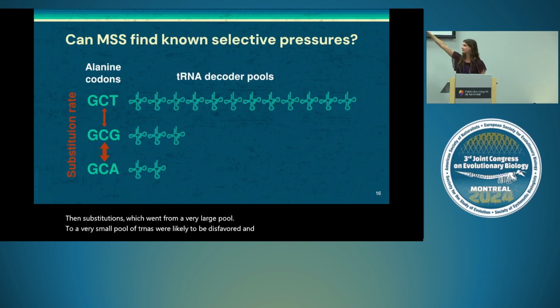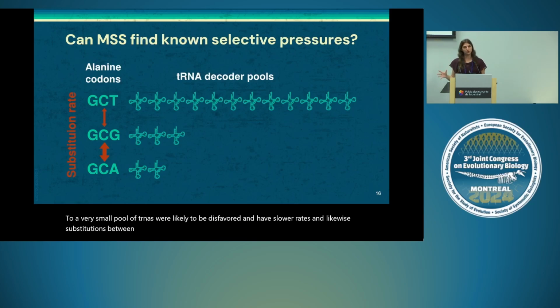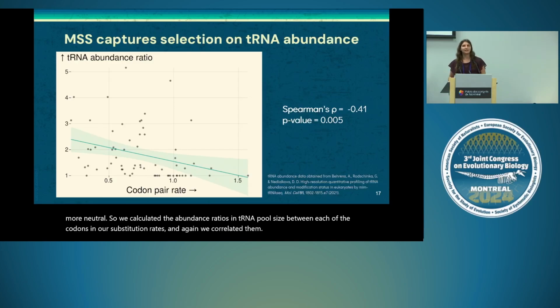have slower rates. And likewise, substitutions between codons with roughly equal pools of tRNA were likely to be faster and more neutral. So we calculated the abundance ratios in tRNA pool size between each of the codons in our substitution rates. And again, we correlated them. And again, we saw a significant negative correlation.